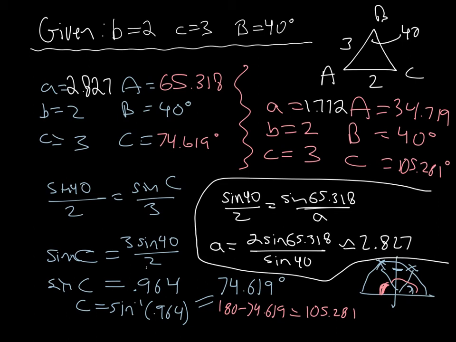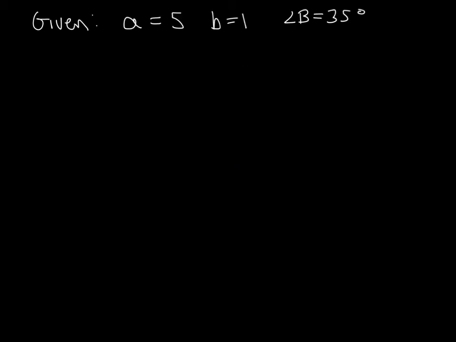Okay, I've got one other quick problem here. Let's try this one. In this one, we're given that A is 5, B is 1, and angle B is 35 degrees. Again, I would recommend always making a quick triangle sketch to see whether I have angle-side-angle or side-side-angle. If I do, then I need to be careful. So little a is 5, little b is 1, and angle B is 35. Looks like I do have side-side-angle, so I'm on the lookout for the ambiguous case here.